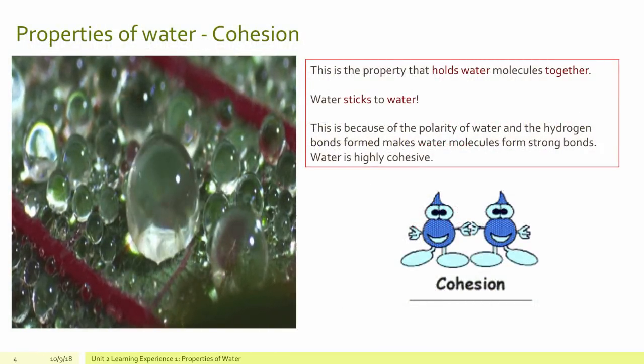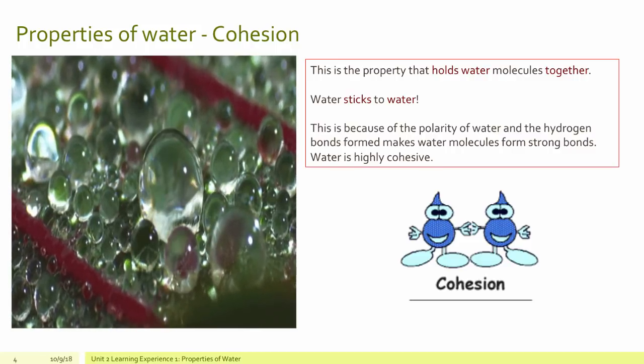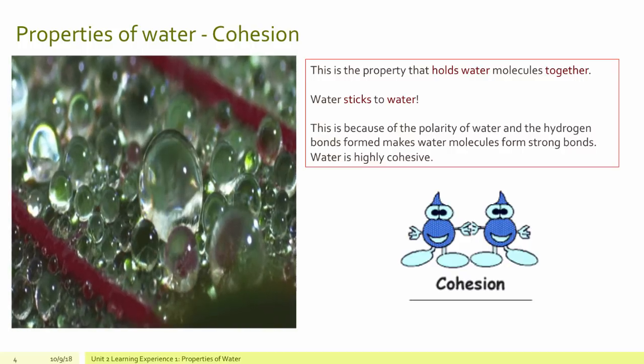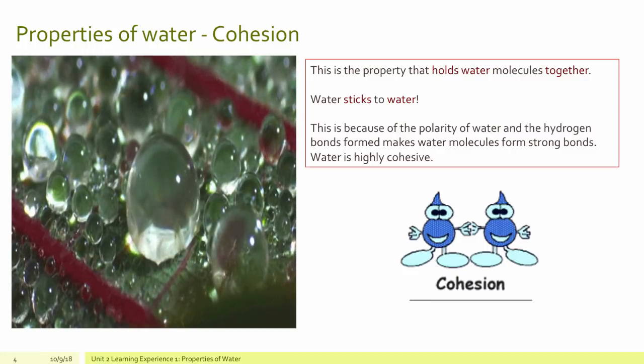One example of a property of water is cohesion. This property of water allows water molecules to stick together. So think of co. Co usually means like two. So think of two water molecules hanging out being best friends. Water sticks to water. This is because of the polarity of the water and the hydrogen bonds that form to make really strong bonds. And because those bonds are really strong, water is super cohesive.